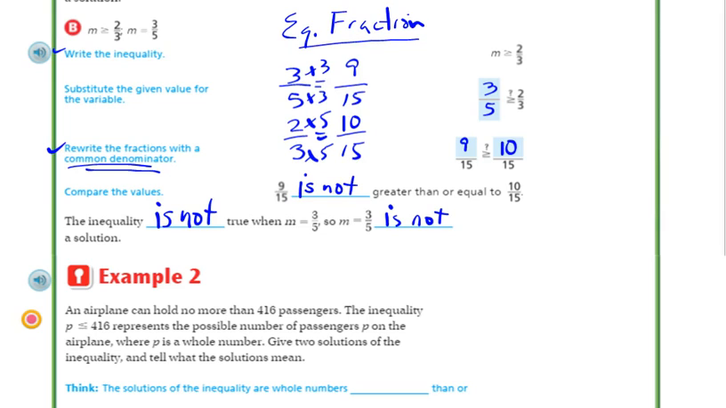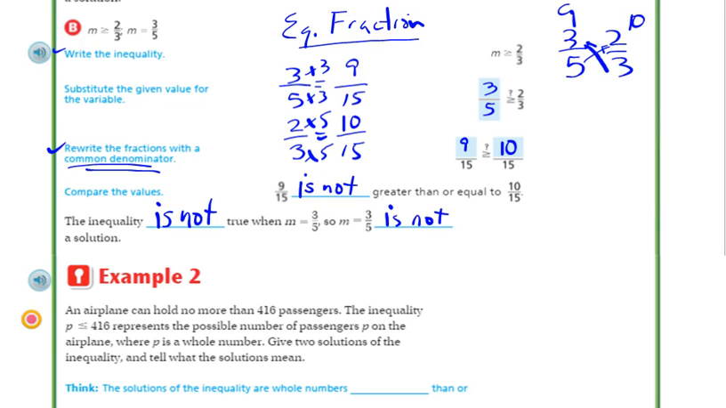Another way to go about it, though, you can cross multiply. I'm just refreshing memories here. You can cross multiply here to determine which side is bigger. Now you'll notice that I have a 10 on one side and a 9 on the other. The side with the 9, the 3/5, is less than the side with the 10, the 2/3. So that's another way to compare your fractions.